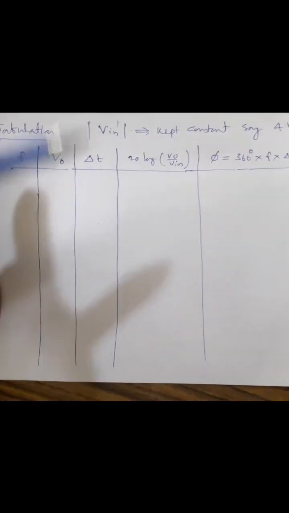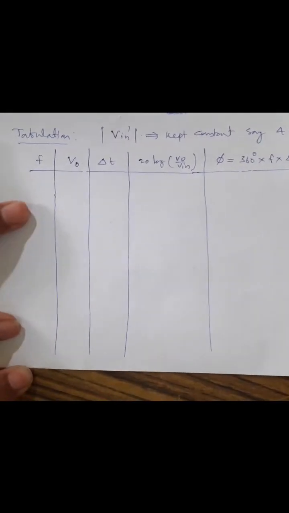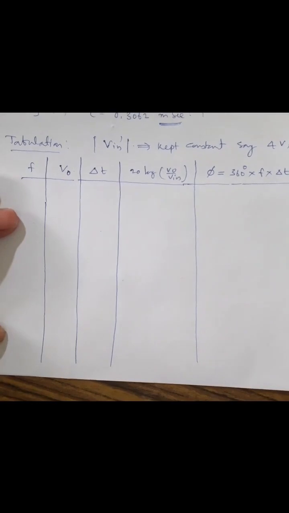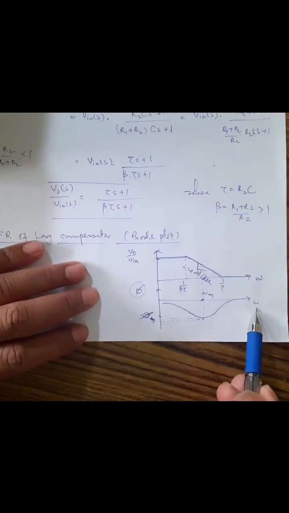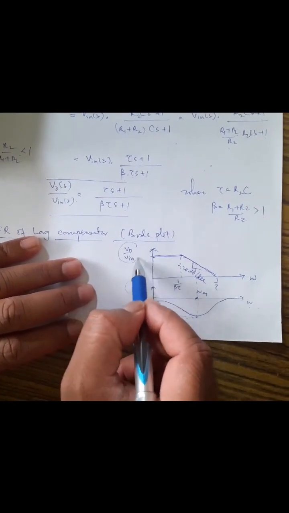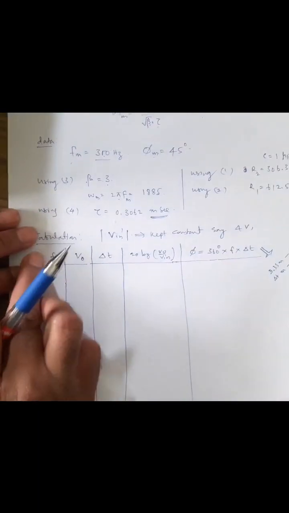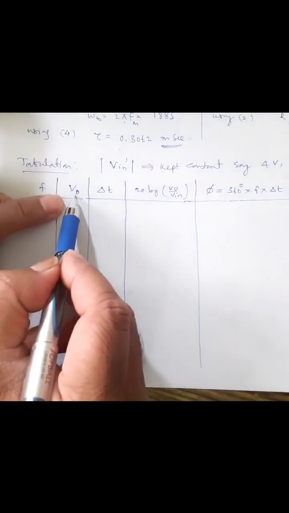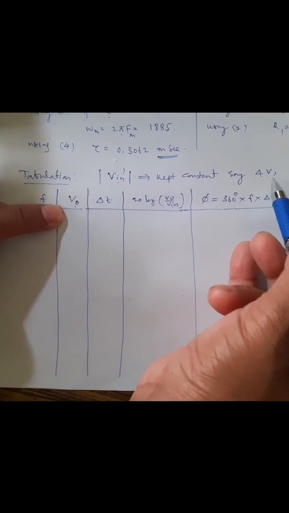You are going to achieve the frequency response, so you should vary the frequencies. The first column is frequency. When I say frequency response, there are two plots, what I have explained here: magnitude versus frequency, and phase shift versus frequency. So you need to find out magnitude and phase shift for various frequencies. For various values of frequencies, in order to get the magnitude, first you should measure V0. V in is kept constant, say at 4 volts. Any value you can take, but 4 volts is comfortable.